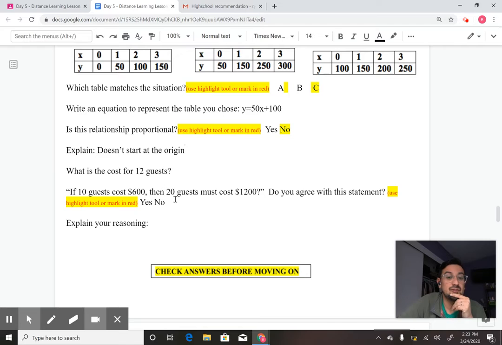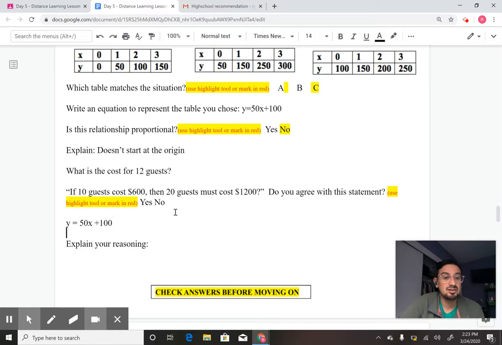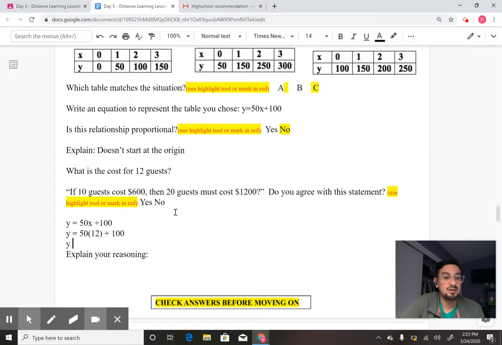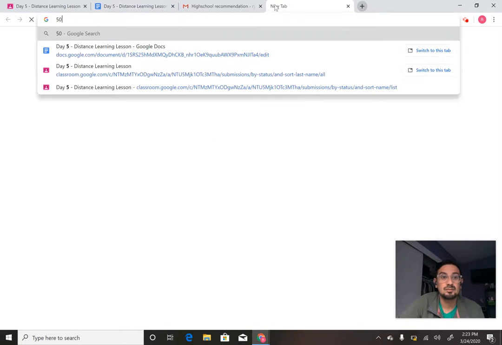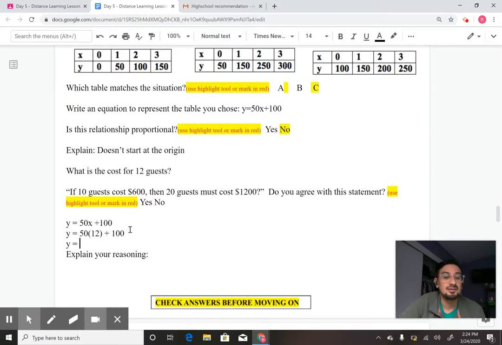What is the cost for 12 guests? So we have an equation, y equals 50x plus 100. When you have your equation, you can just plug in the value that you want to find. So if you want to find the cost for 12 guests, you just plug in 12. So 50 times 12, what would that be? That'd be 600. So 600 plus 100, that'd be 700. So the cost would be 700.